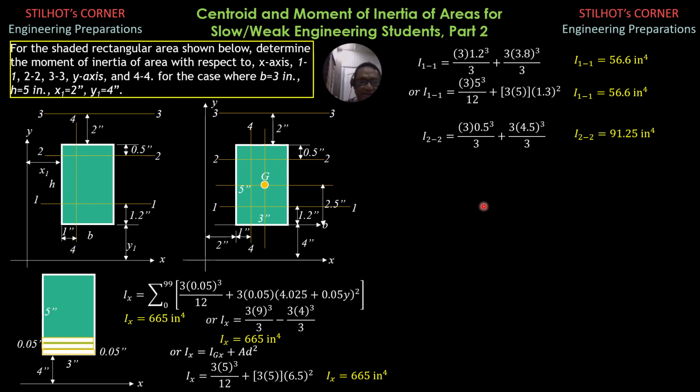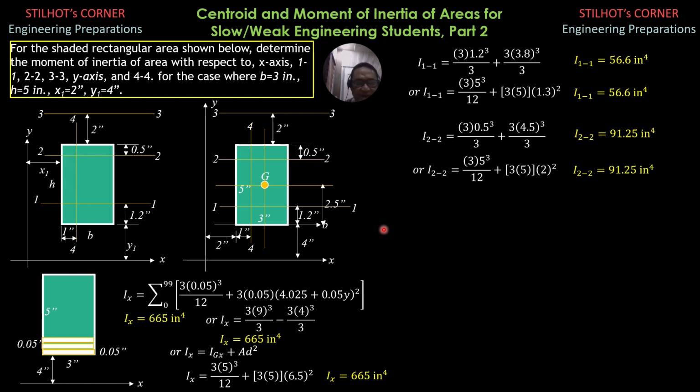The other way is by transfer formula. Moment of inertia with respect to the centroid, 3 times 5 cubed over 12 plus area 3 times 5 or 15. This distance is 2 inches. Centroidal axis and axis 2-2 is 2 inches, 2.5 minus 0.5. So 3 times 5 cubed over 12 plus 3 times 5, 2 squared. And that is the same, 91.25 inches to the fourth.